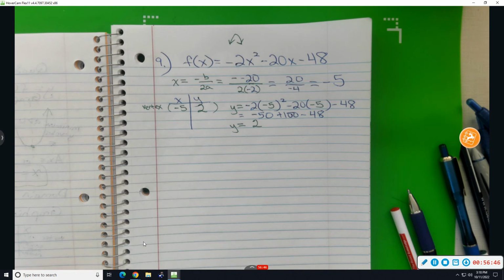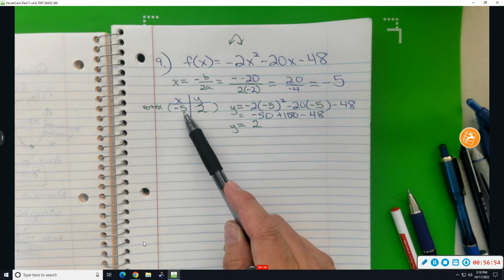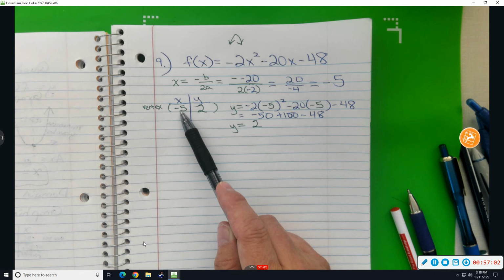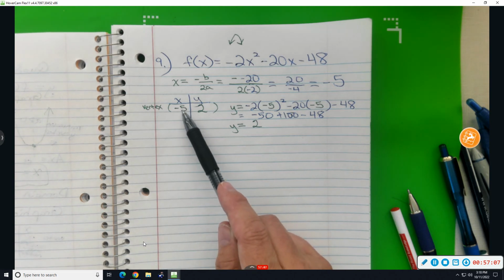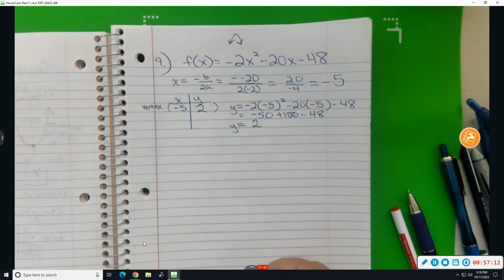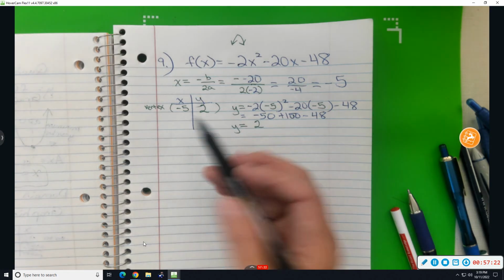So here's what I've found. Don't move more than 2 units away from the vertex location. So we have the vertex occurs when x is negative 5. So you could use negative 4 or negative 3, or you could use negative 6 or negative 7, but don't move further than 2 units. If you move too far away, you're going to get a y value that you're not going to be able to graph. So what do y'all want to use? Maybe negative 3?